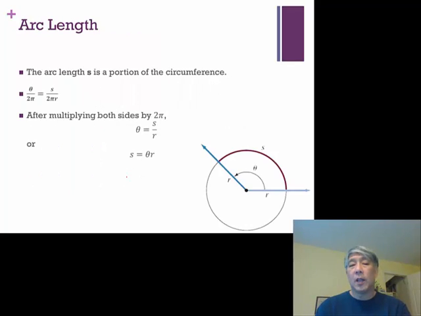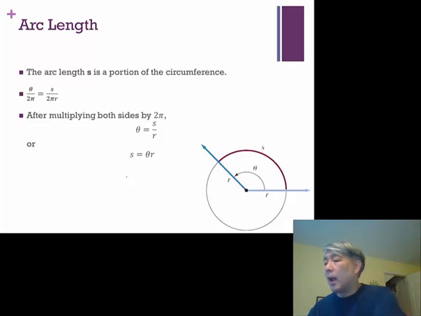Okay, arc length. The arc length S is basically going to be just a portion of my circumference. Circumference being 2 pi r. So I can basically make a proportion that says theta to 2 pi, the full circle. What fraction of the full circle am I? Well, that's going to be the fraction. S is then going to be the fraction of my circumference. Or theta divided by 2 pi is equal to S divided by 2 pi r.